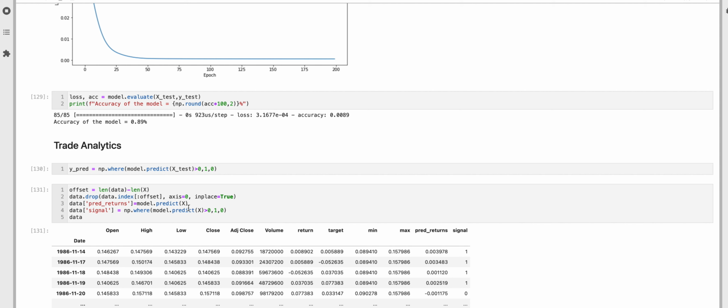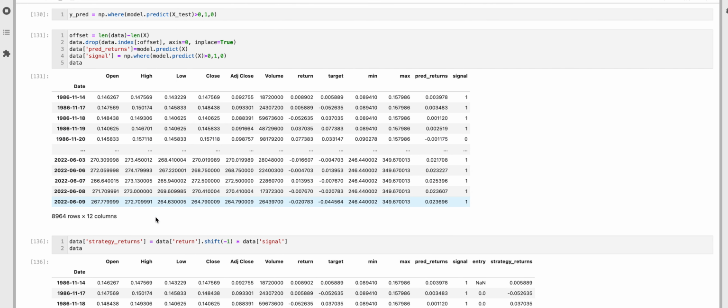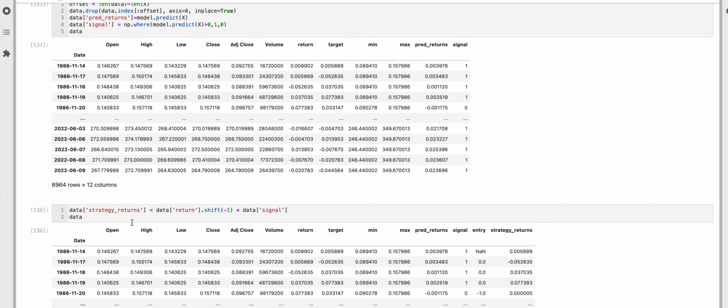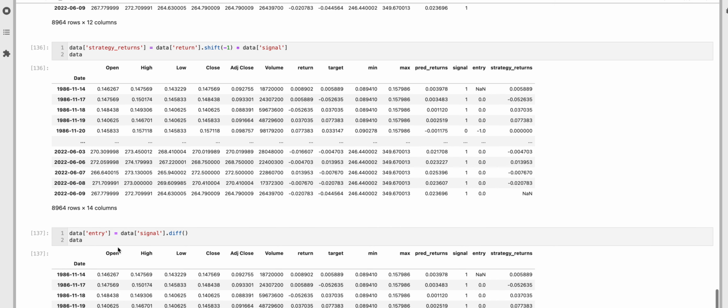So let me repeat again. I compute the signal by taking a long position if the predicted return is positive and no position if the predicted return is negative. I compute the strategy returns using this formula and also the entry point using this formula.